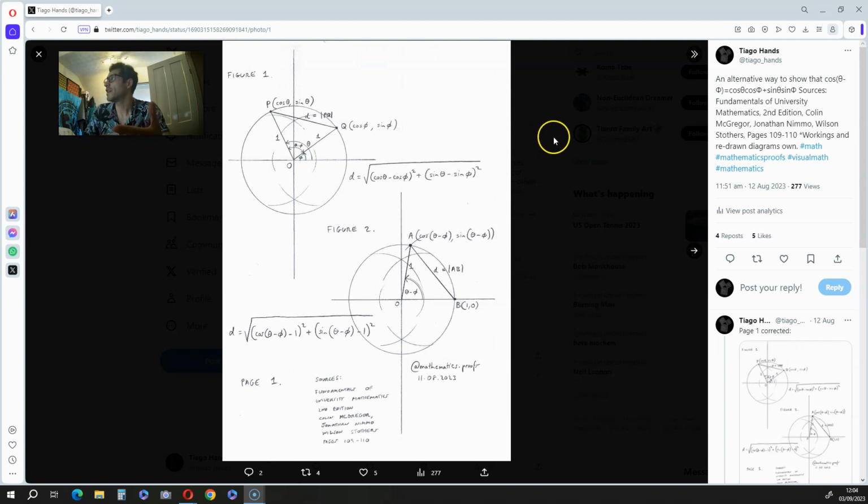This method can be found in the book Fundamentals of University Mathematics, 2nd edition, by Colin McGregor, Jonathan Nemo, and Wilson Stothers. And you'll find this on pages 109 to 110. Okay, so I've redrawn these diagrams here to share with you, but if you are interested in a similar proof, just check out that book.